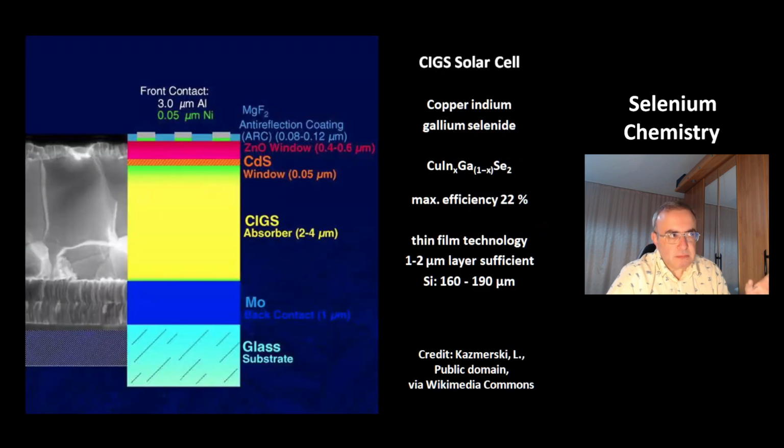This is a picture of CIGS, a solar cell. CIGS is copper, indium, gallium selenide. This type of solar cells have a maximum efficiency of about 22%. And this is a thin film technology. Yes, this compound is more expensive than silicon, but since it's a thin film technology, you need just a layer of 1 to 2 micrometers. That's typically about 1/100th of a silicon-based solar cell.